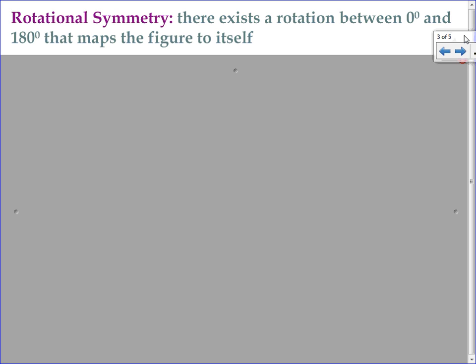So here's the other piece of symmetry that we're going to talk about in this class, which is rotational symmetry, where you turn an object and it lands in the exact same spot.